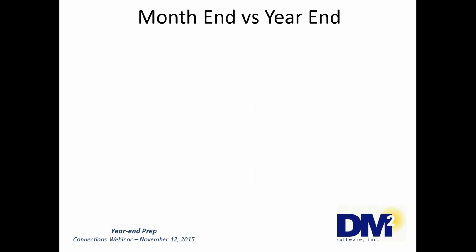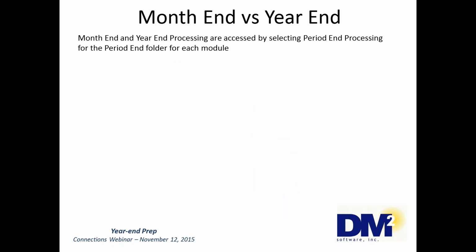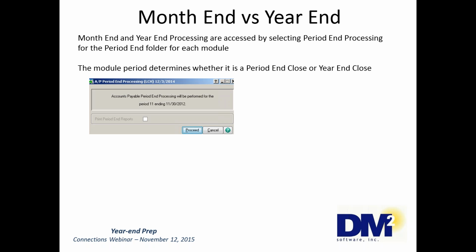So now we're going to jump right into month-end versus year-end. What's the difference? There is a little bit of a difference in preparation for that. You can get to month-end and period processing from the same place. It's period-end processing on the period-end folder or menu for each one of the modules. And it really depends on what module period you're in. So if you're in period 11, then when you select period processing, it's going to be period-end processing. So my example here is period 11. So it knows automatically that it's period-end processing.